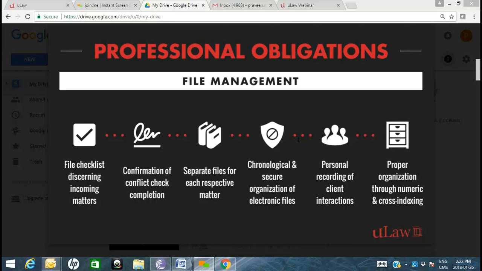So if you have a plan of ensuring that the file numbering is going to be unique, chronological, secure, and allows you to cross-index and easily retrieve, then you've set yourself up for success. Okay?